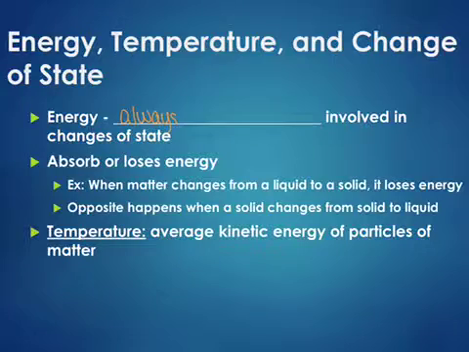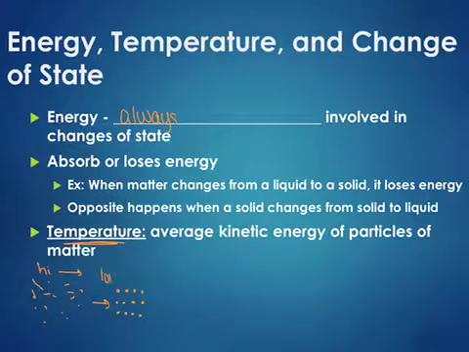When matter changes from a liquid to a solid, it will lose energy. And the opposite happens when a solid changes to a liquid. It would gain energy. A lot of this has to do with temperature. Remember, temperature is the average kinetic energy of the particles of matter. We have our liquid particles, and they're kind of all over the place. When it turns to a solid, those particles slow down and become much more orderly. So going from high energy to low energy.